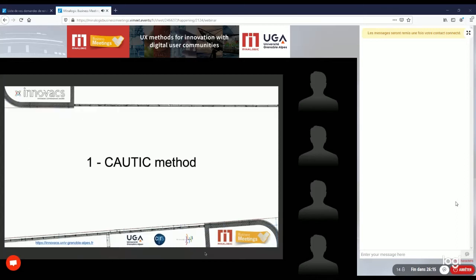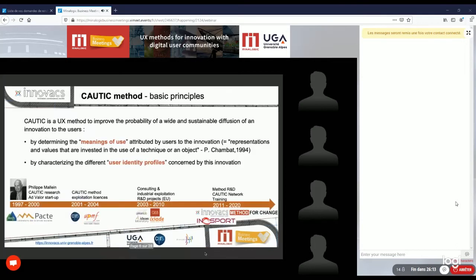So first, we introduce the main principle of the CAUTIC method. This CAUTIC method is a user experience method to improve the probability of a wide and sustainable diffusion of an innovation to the users. By first determining the meanings of use attributed by the users to an innovation, and secondly by characterizing the different user identity profiles concerned by this innovation. These couple of concepts are the main principles and tools of the CAUTIC method.